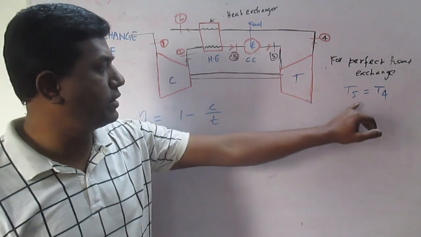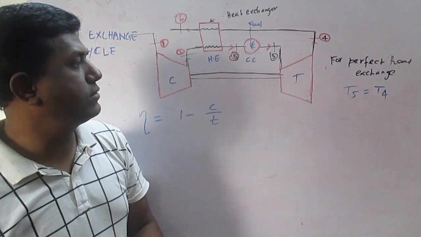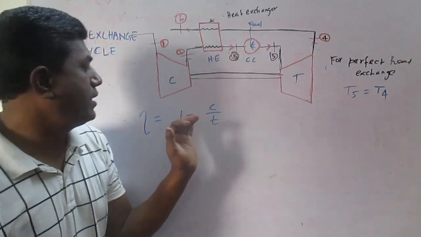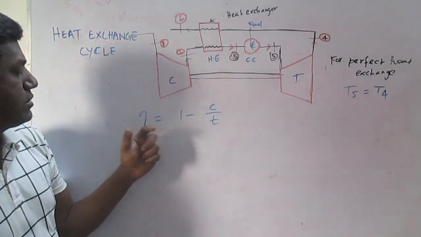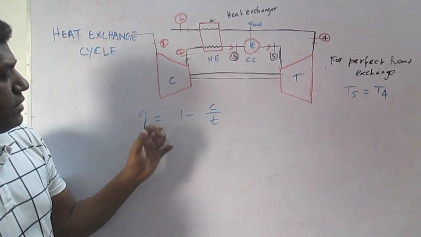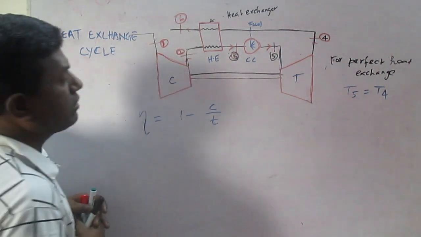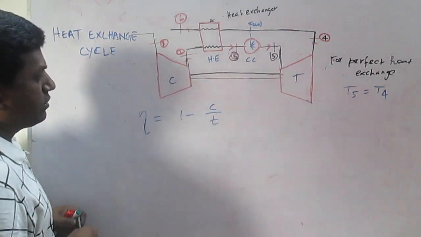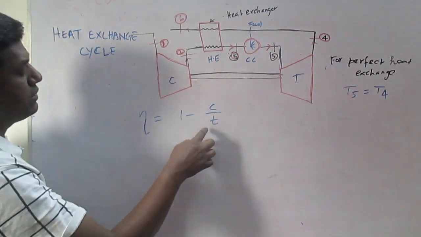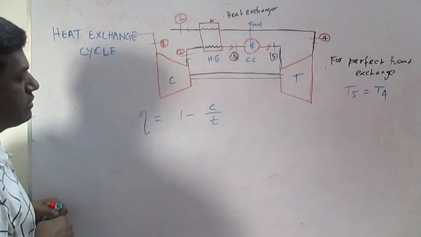We have also discussed how the perfect heat exchange occurs or takes place. Based on this condition, the perfect heat exchange occurs. Now, based on the efficiency formula, how is the performance going to be affected or decided? From the efficiency formula, we can understand one thing.